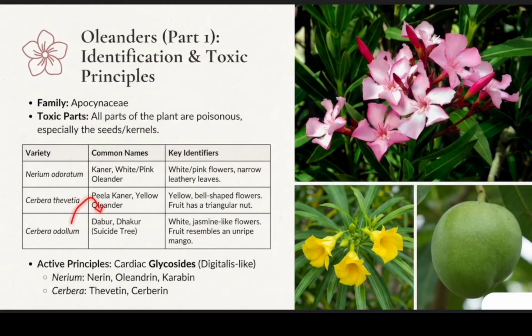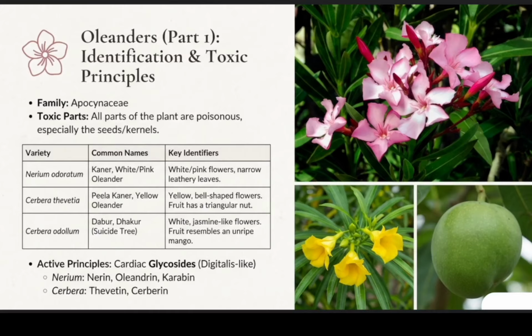For the Nerium odoratum, we have white or pink flowers and narrow leathery leaves, whereas Cerbera thevetia has yellow bell-shaped flowers. You can see these yellow bell-shaped flowers, and the fruit has a triangular nut in it. Whenever we talk about Cerbera odollam, there are white jasmine-like flowers, and the fruit resembles an unripe mango. You can see over here, unripe mango.